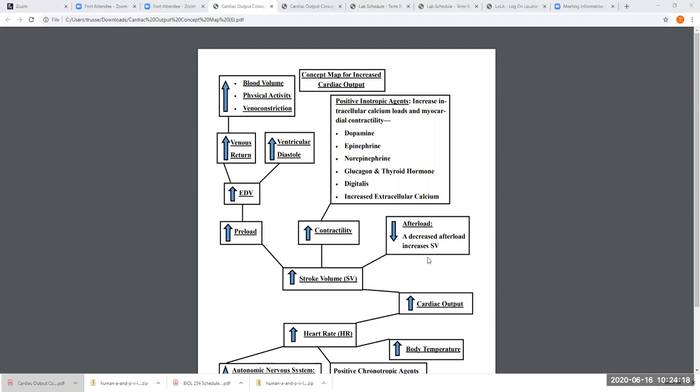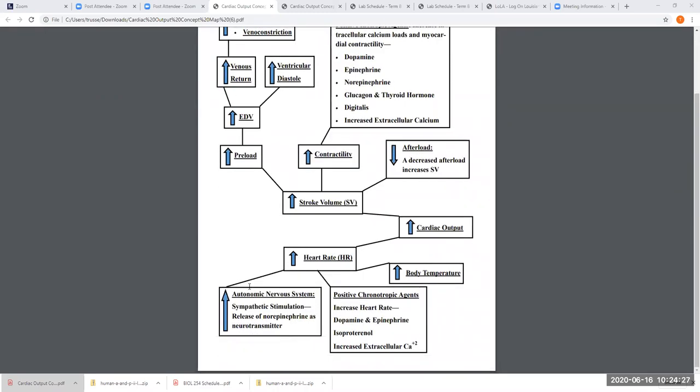Now, the afterload, again, we can't control that, but if we could decrease it with exercise and eating right and medications, then your stroke volume would go up. Now, down here for heart rate, just know sympathetic, parasympathetic, again, but since this is to try and increase cardiac output, I only put sympathetic stimulation, which increases heart rate and thus cardiac output.